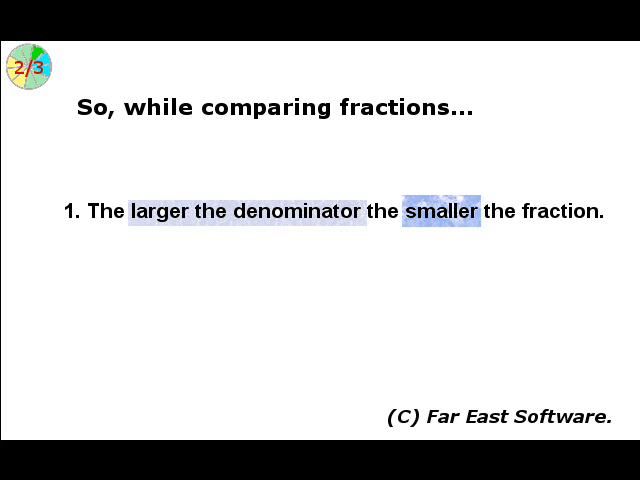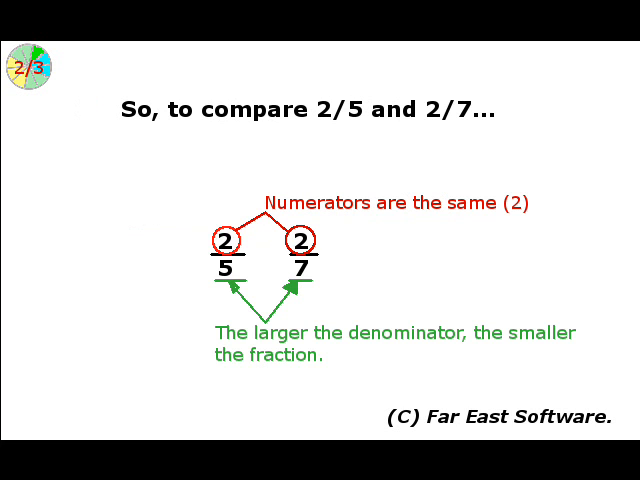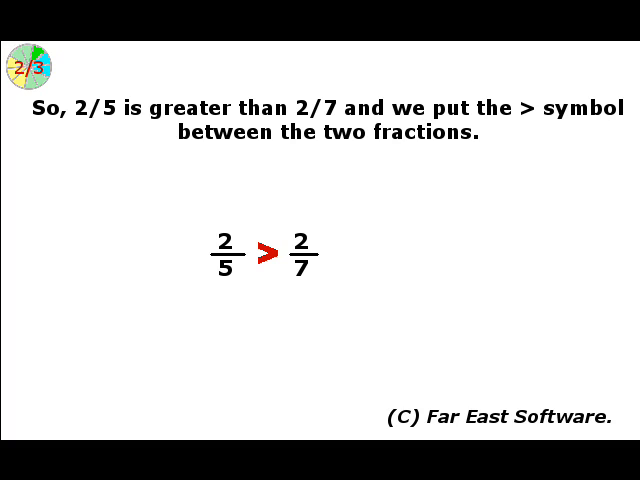So, for example, if we are told to compare 2 by 5 and 2 by 7, we can see that the numerators of the two fractions are the same, that is 2. However, the fraction 2 by 7 will be smaller than the fraction 2 by 5 because the larger denominator results in the smaller fraction. So, we put the greater than symbol between 2 by 5 and 2 by 7 to represent this fact.